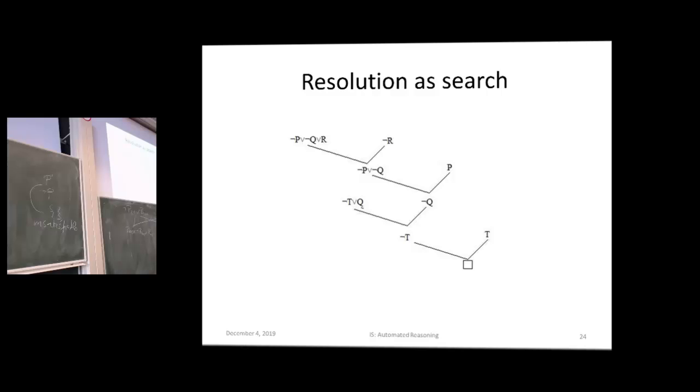Sorry? This is also given, yeah. So all the parents are given. So in this case, we would give you a knowledge base: not P or not Q or R, and not R, and P, and not T or Q, and T, I think is the last one. Yes. So this would be the input.